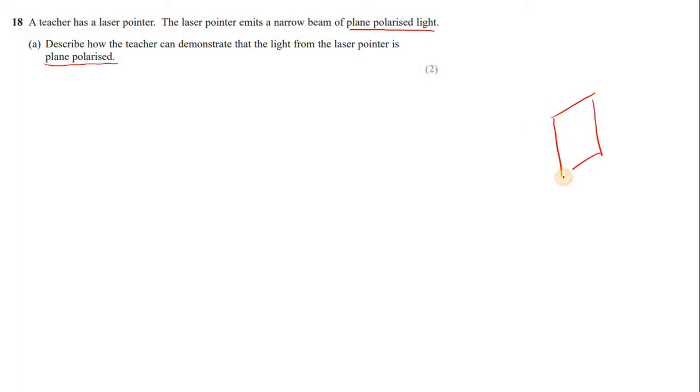If the plane of the polarizing filter is parallel to the oscillation, like this is the laser pointer, and this laser pointer is emitting laser light, suppose in this diagram I'm assuming that it is vertically polarized, then clearly this vertically polarized light can pass through the filter and come out. So if there is a screen, we will see the spot of laser light at maximum intensity, and this filter can then be rotated in either direction, clockwise or anti-clockwise.